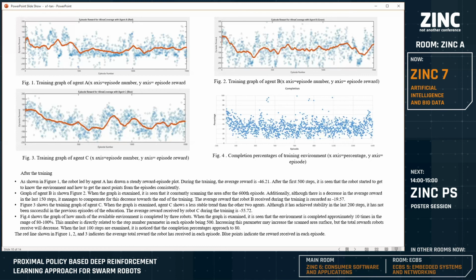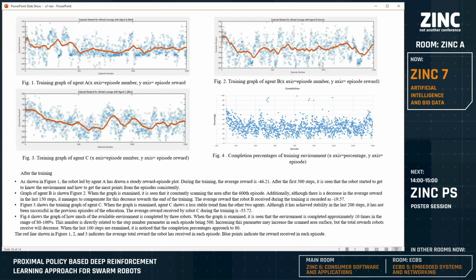Figure 4 shows the graph of how much of the available environment is completed by the three robots. When the graph is examined, it is seen that the environment is completed approximately 10 times in the range of 80 to 100%. This number is directly related to the step number parameter in each episode being 500. Increasing this parameter may increase the scanned area surface, but the total rewards robots receive will decrease.